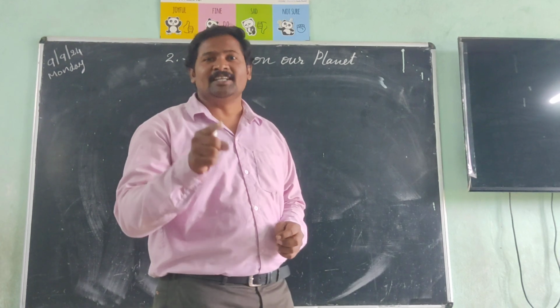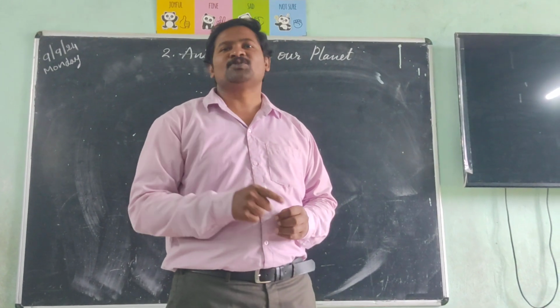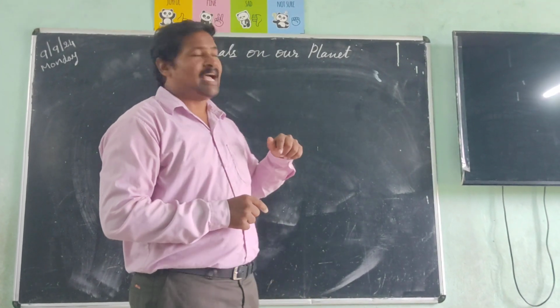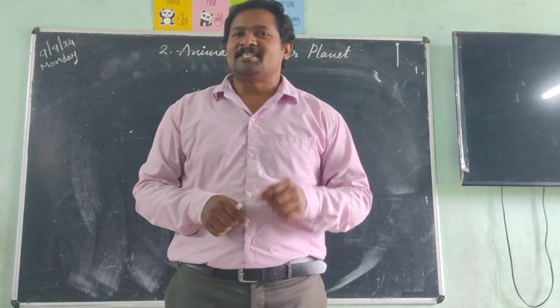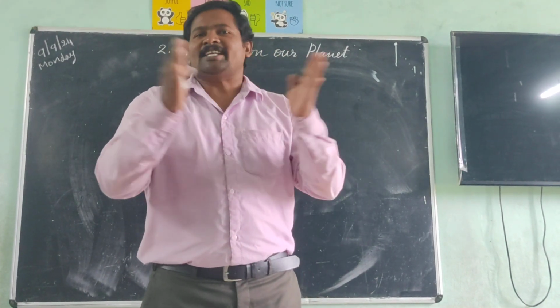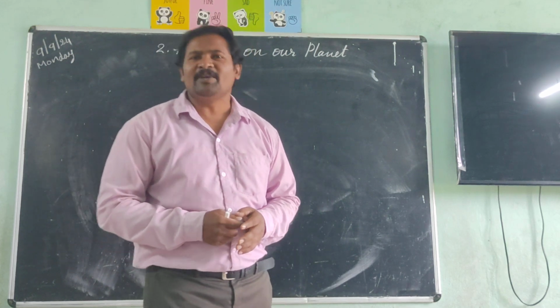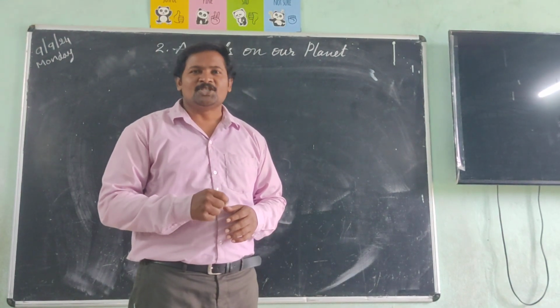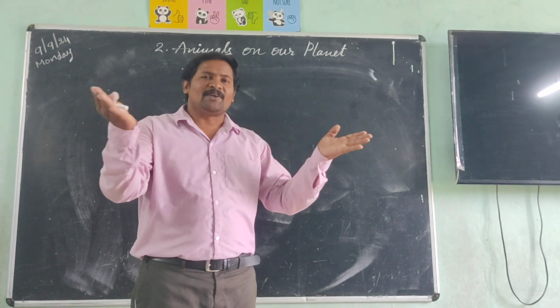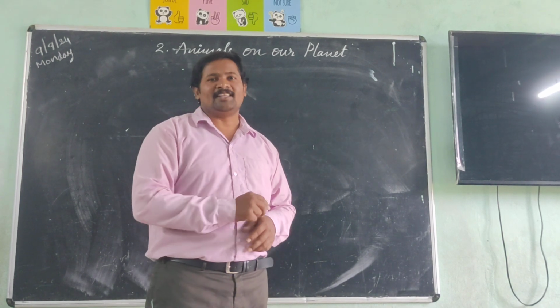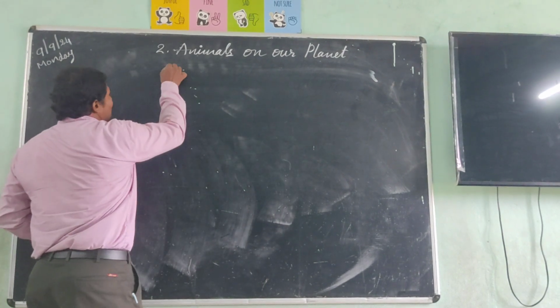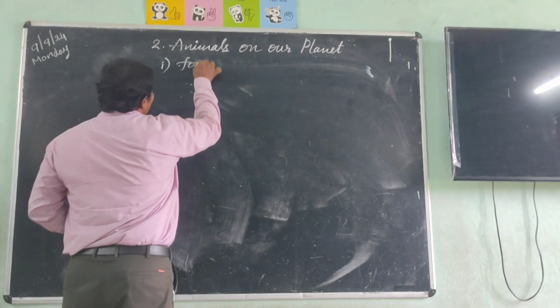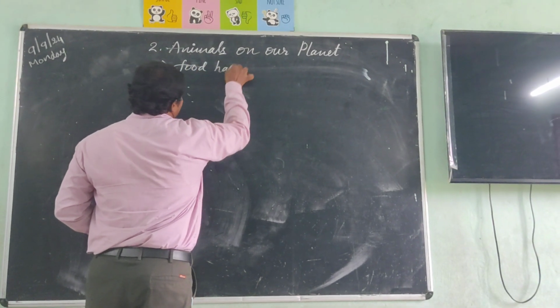Today I am going to deal with a topic from class 5 science, chapter 2, animals on our planet. If you want to know much more about these animals, you have to classify them. How can we classify? What are the properties we use for classifying these animals? There are three. So the first classification is based on food habits.